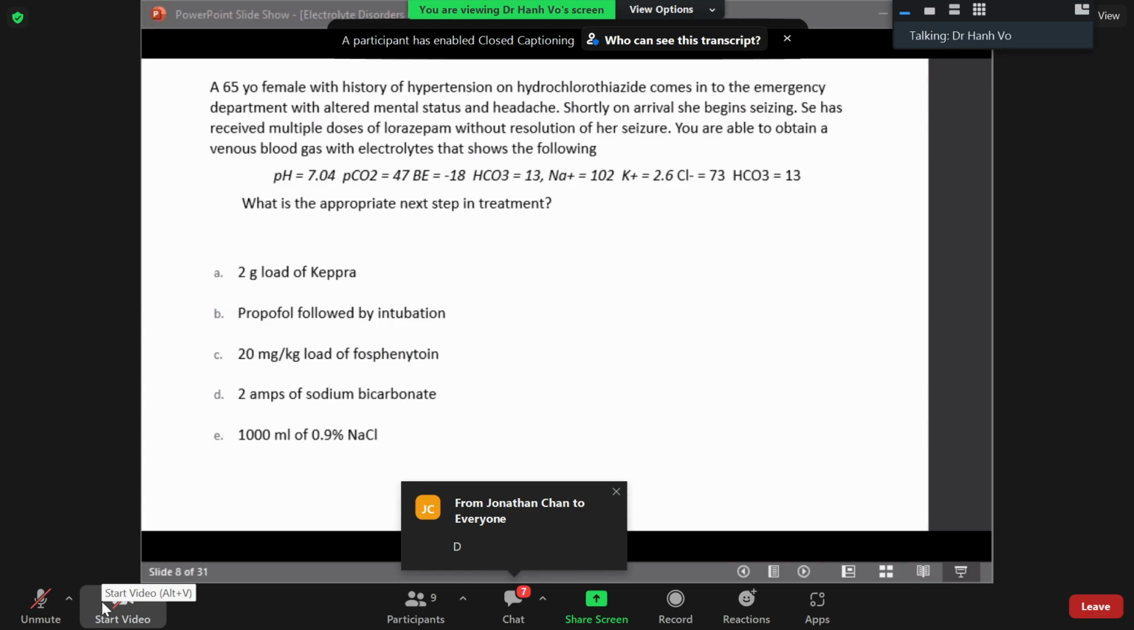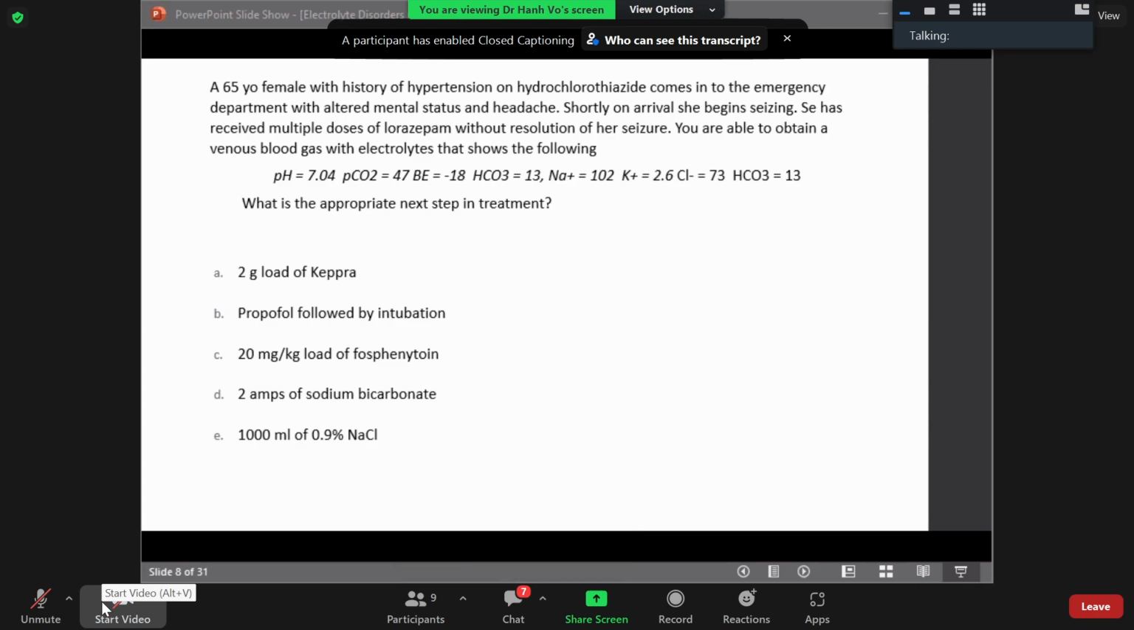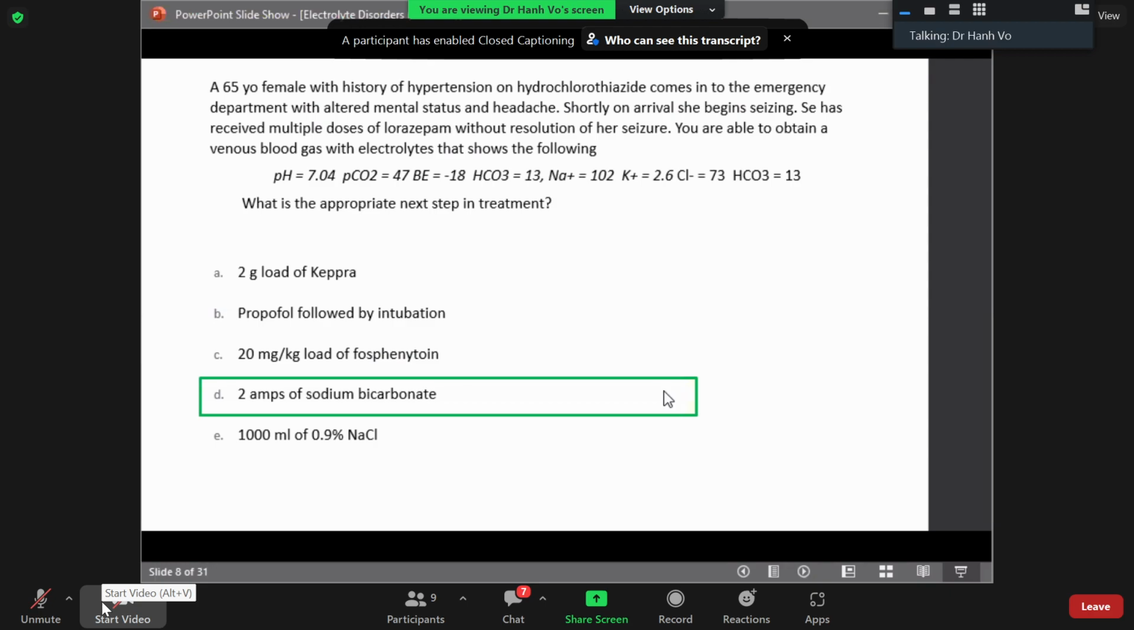Yeah. Anyone have an answer? So the right answer is D. We will give 2 amps of sodium bicarbonate because the patient has severe hyponatremia. She has a headache, she has altered mental status and is seizing, so she needs intensive treatment.